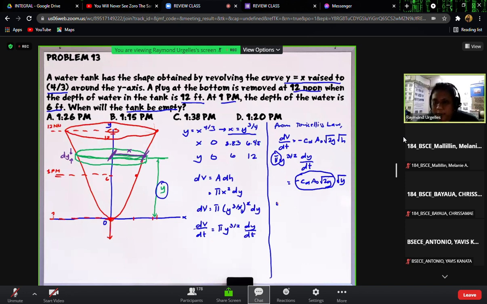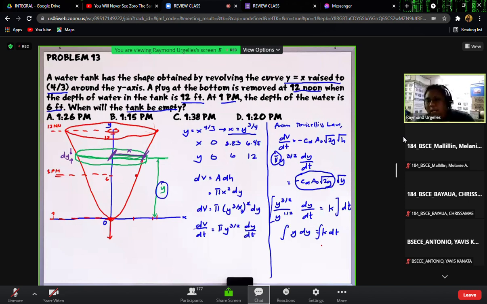So ilalabas dito is y raised to 3/2 divided by the square root of y. Square root of y can be written as y raised to 1/2. So then this will be dy dt, equal to the constant k. So then, subtract the exponent, 3/2 minus 1/2 is 1. So you will get y dy. Tapos yung dt, lipat na natin sa kabila. So this will be k dt. So basically, minultiply natin yung buong equation by dt. So we integrate both sides.